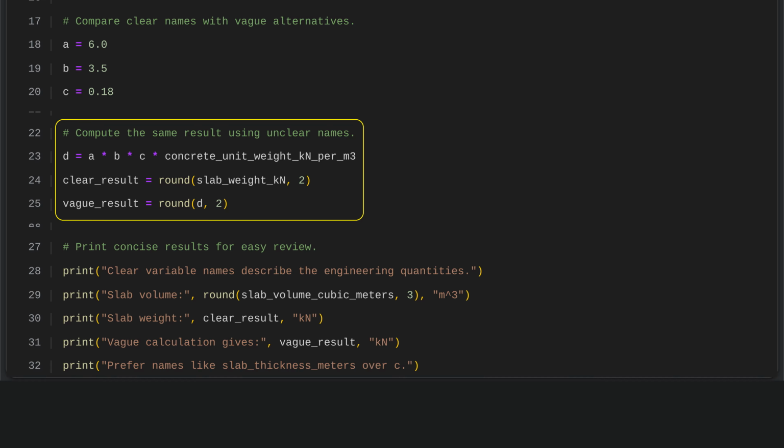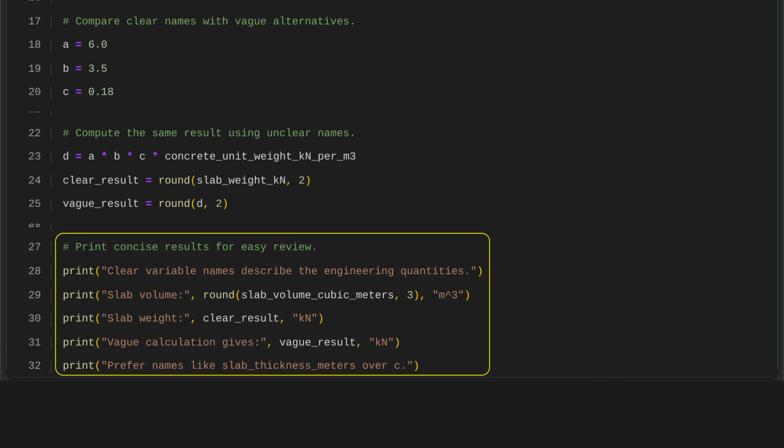The code compares unclear and meaningful variable names while calculating a slab's weight from its dimensions and the concrete unit weight. Both results are rounded to 2 decimal places, showing that clear names make the calculation easier to understand without changing the outcome. The code demonstrates why clear variable names matter in engineering calculations.